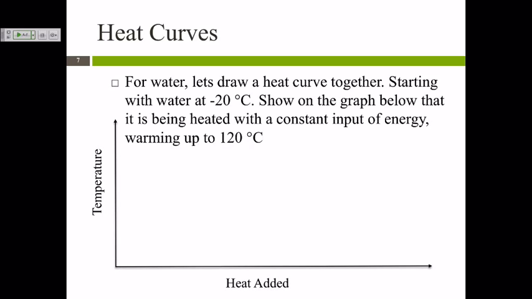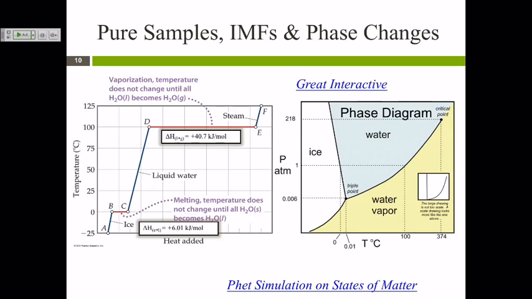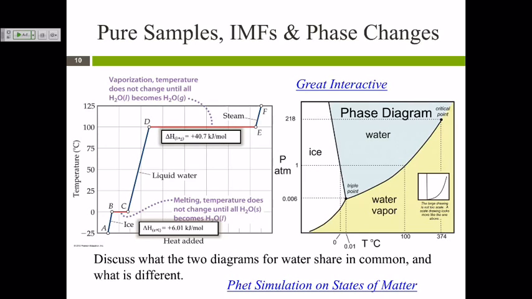All right, so the next thing I want you guys to do is we're going to talk really briefly about these two different types of diagrams. And then I want you guys to do some modifications to the graph you just drew. So if we look at these two diagrams, the one on the left we call a heat curve. Specifically about heat added versus temperature. I want you guys to look at these two graphs. You had to do a little bit of work with the right one. Now I want you to discuss what the two diagrams share in common and what's different about them. What information can you get from one versus the other? What information can't you get from both?